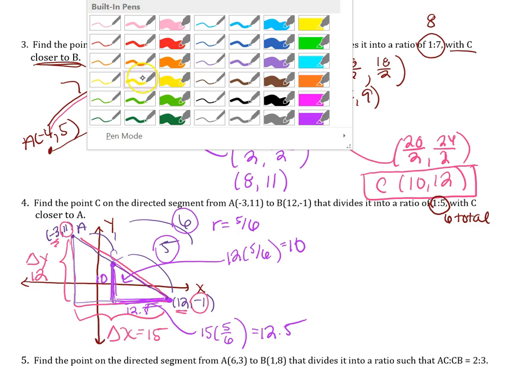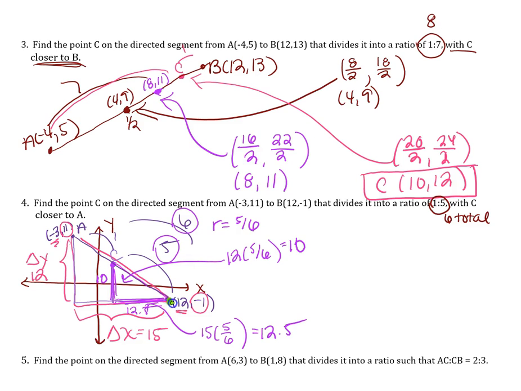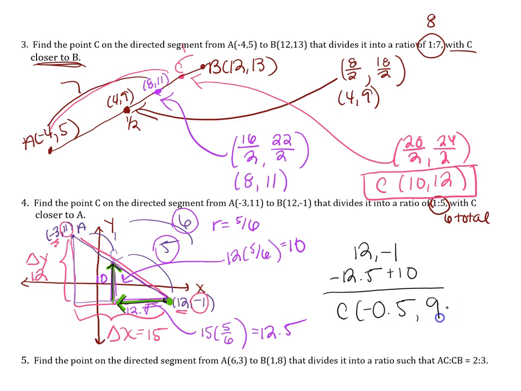Well, follow the translation. This is a point that I know. From the center of dilation, if I go back 12.5 and up 10, that would help me locate that missing point. So from 12, negative 1, my center of dilation here, I can go back, or subtract from my x's, 12.5. And then I'm going up, so that's an increase in my y. So I'm going up 10. So that means that this missing coordinate C is negative 0.5, 9.